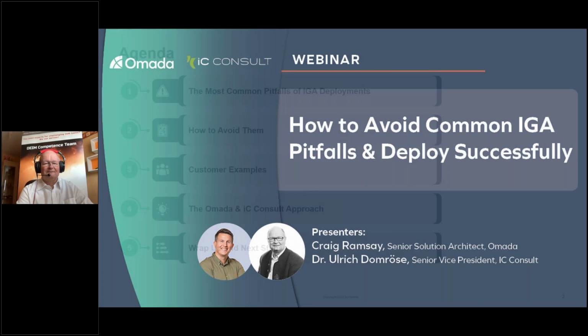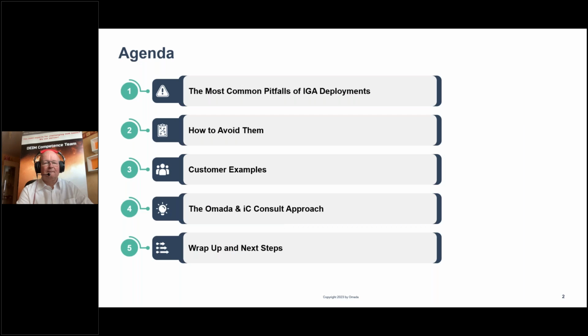But let's cover the agenda for today. So we're going to look at the most common pitfalls of IGA deployments, as you would hope and expect by the title of the webinar, how we would recommend that you avoid them. We're going to look at some Omada and IC Consult customer examples, and then look at the Omada and IC Consult approach to deploying IGA successfully. We'll then wrap up, look at some key takeaways, and show some next steps and how you might want to then proceed with your identity journey.